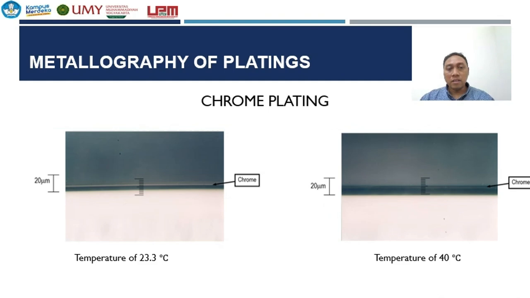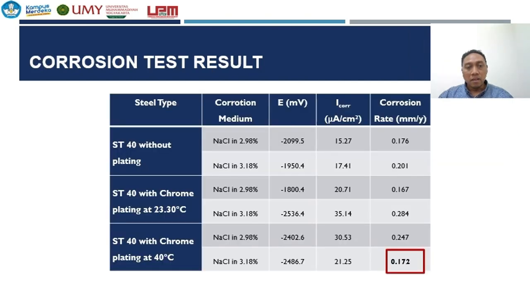And then the picture shows the thickness of the chrome layer acquired via the plating procedure at two different temperatures, 23.3 degrees Celsius and 40 degrees Celsius. And here are the corrosion test results.